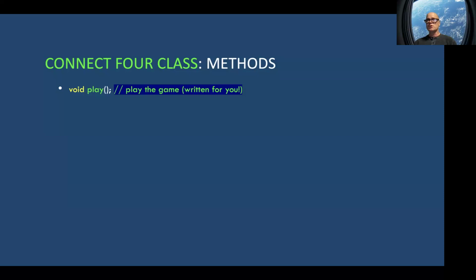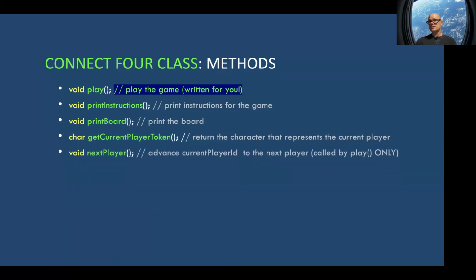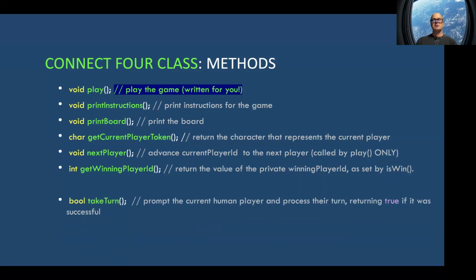But I wrote it for you so you can see how all the other methods are supposed to work. You need to write the print instructions, of course, and the print board, which is like your print grid. Get current player token is just a simple getter, almost a one-line function. Next player is just moving your current player ID forward. And then get winning player ID. These are all pretty basic. I won't say they're easy, but they're certainly easier than the rest of the stuff you have to write. So if I were you, I would write these first because they're pretty much getters and setters.